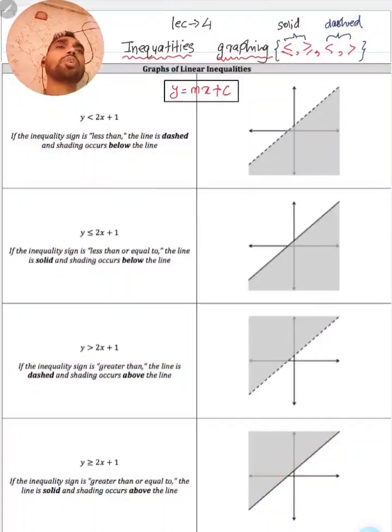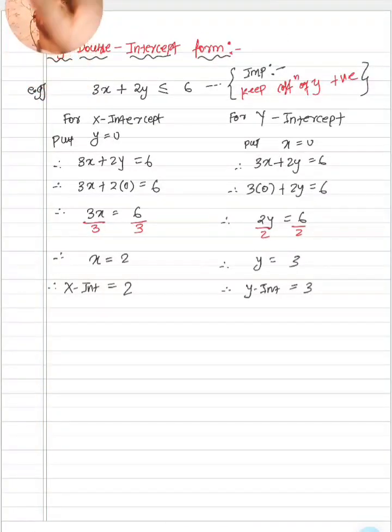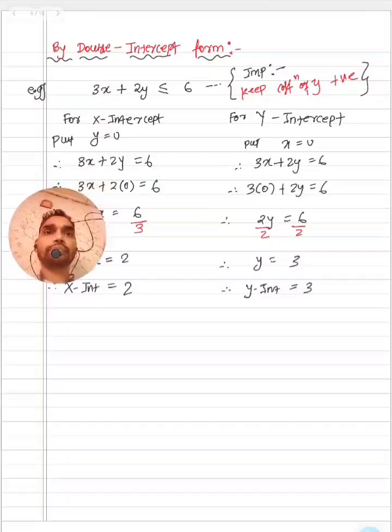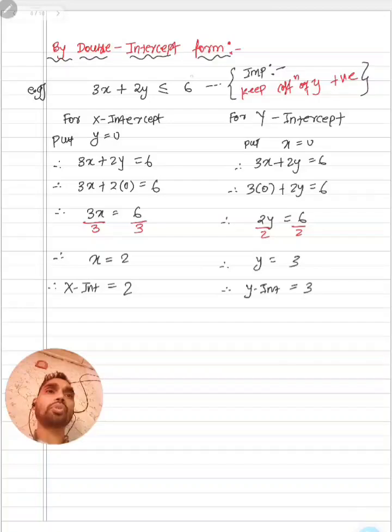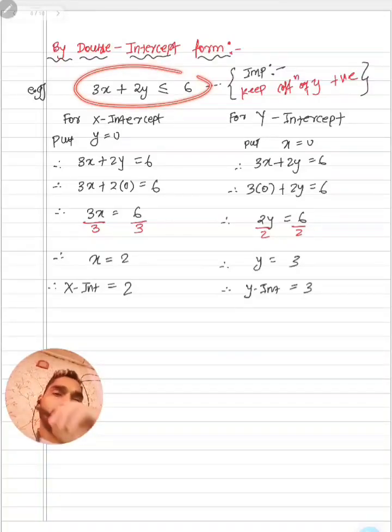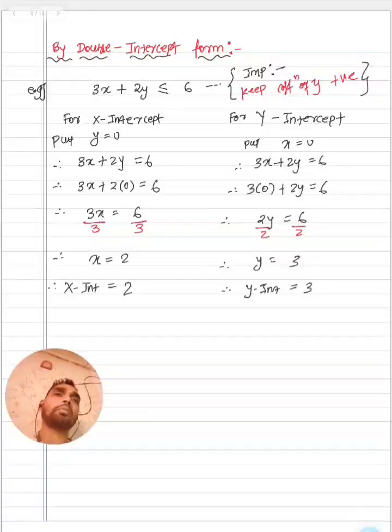Some students, instead of using this slope-intercept form, use the double intercept form. Double intercept form means what? I already have taken the example. It will be something like this, in that the equation is given, and to make the equation of the line, I took one example. A student will generally calculate both the intercepts, x-intercept and y-intercept.